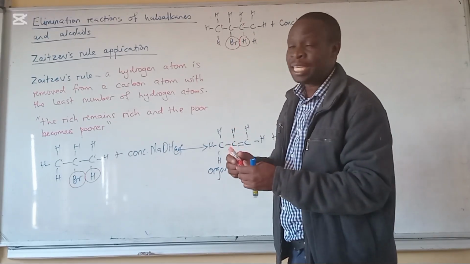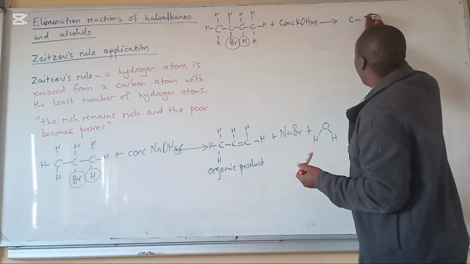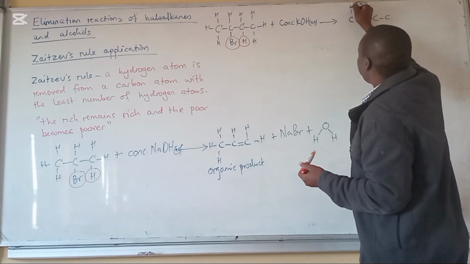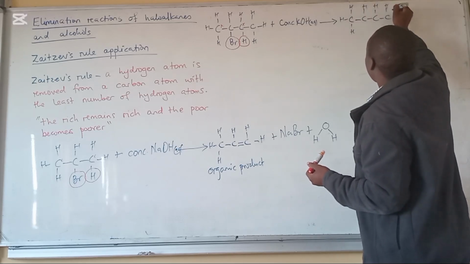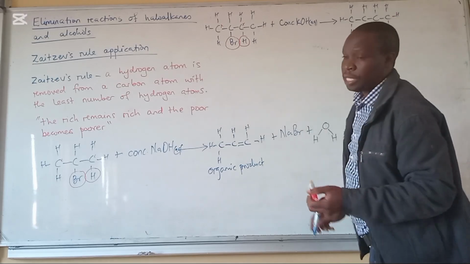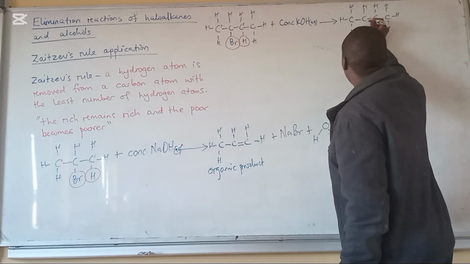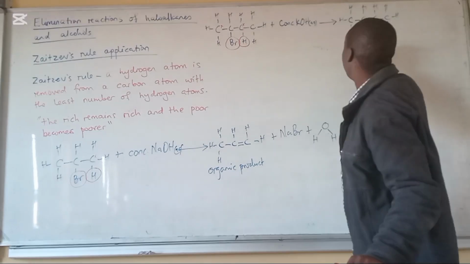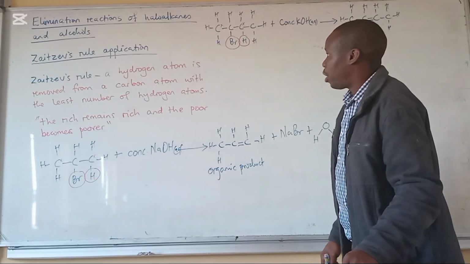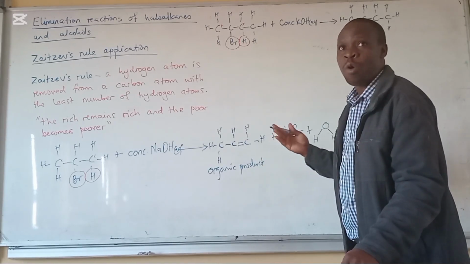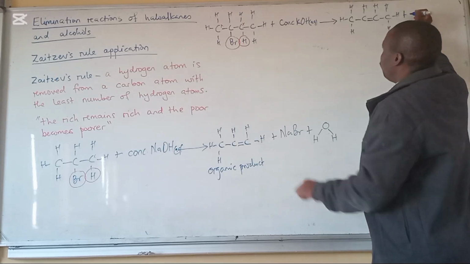So my organic product will then be my 4 carbon atoms. The bromine and hydrogen atoms have been removed. So we are going to introduce a double bond here so that all the carbon atoms are surrounded by 4 bonds.